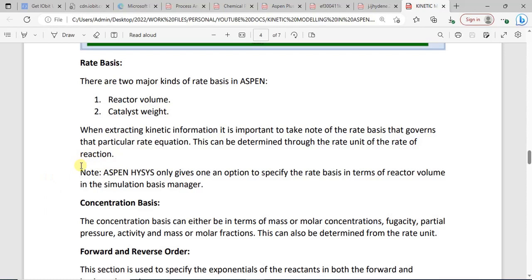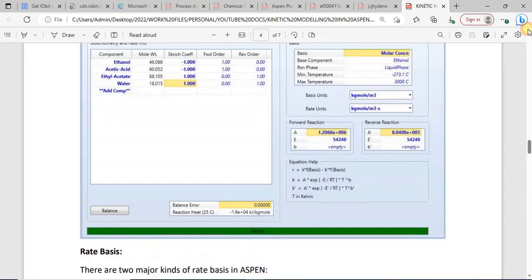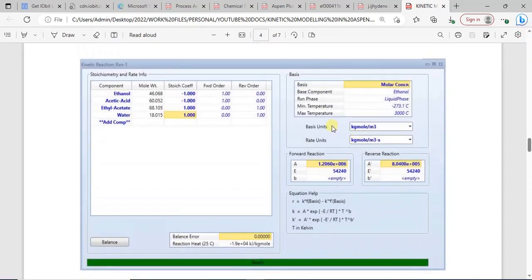Now, one thing to note is that Aspen Hysys only gives the option of specifying rate basis in terms of reactor volume, right? So you have the basis units, and you see the basis unit is in kg mole per meter cube. We'll be exploring this in the modeling.